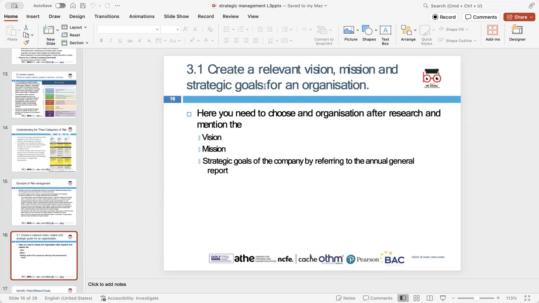Okay. Create a relevant vision, mission, and strategic goals for organizations. Choose organizations, refer to research, and mission, vision.